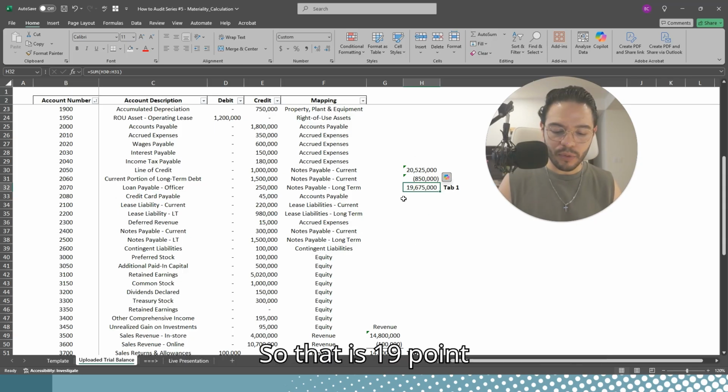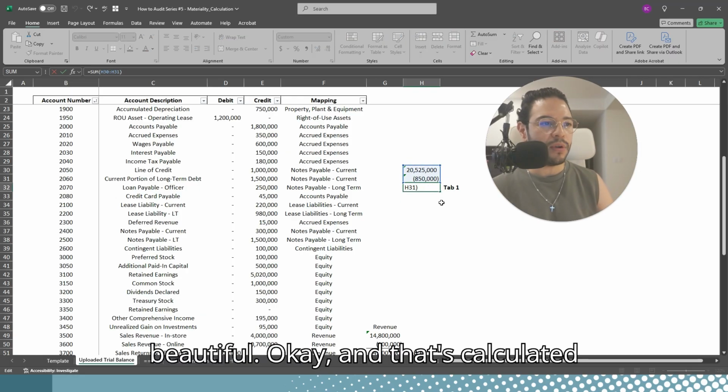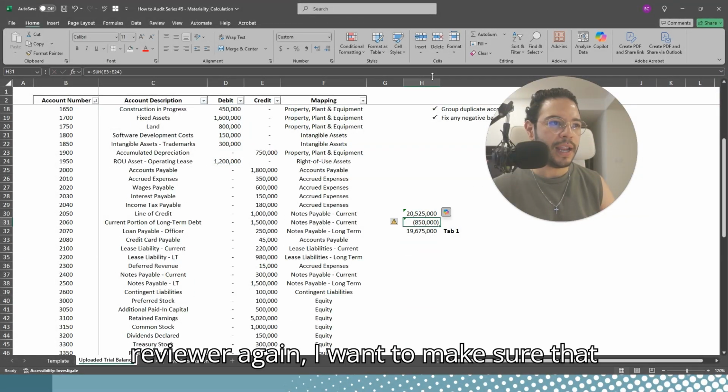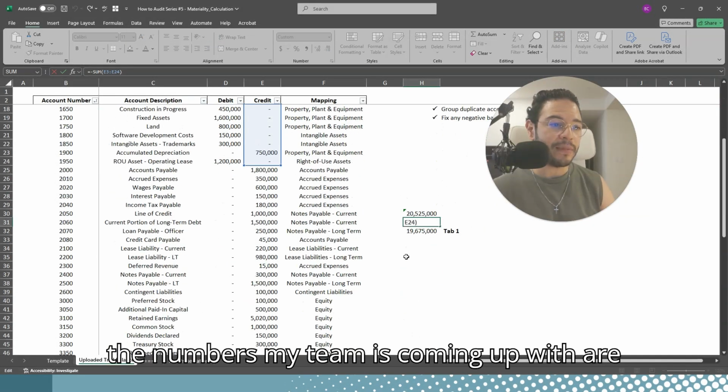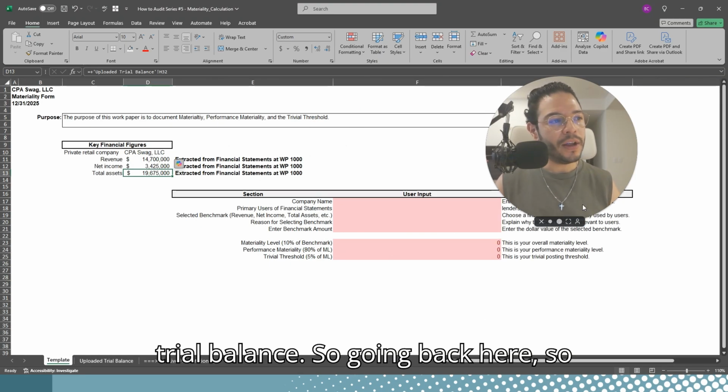So that is 19.6 million. Okay, beautiful. And that's calculated essentially total assets. So as a reviewer, again, I want to make sure that the numbers my team is coming up with are actually accurate and they agree to our trial balance. So going back here, so total assets.